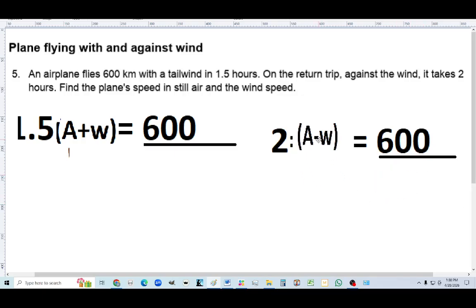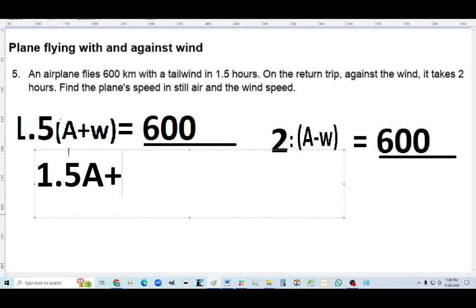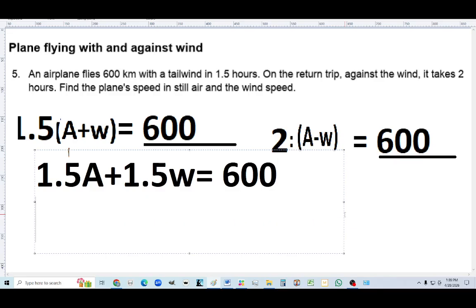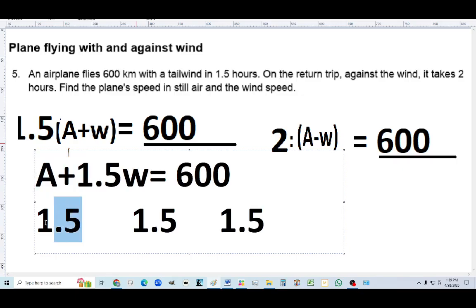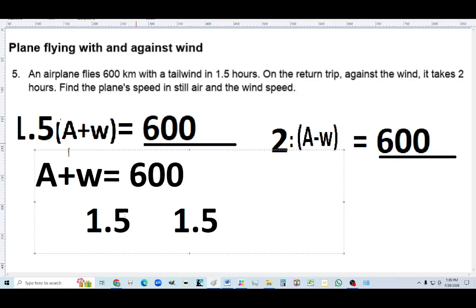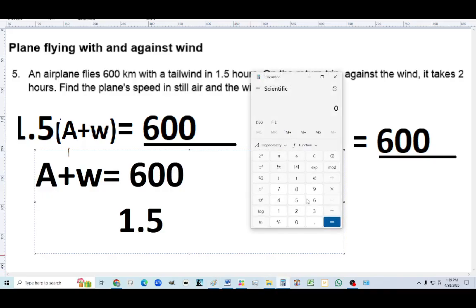We'll do your teacher's method this time. 1.5 times A plus 1.5 times W is equal to 600. We're going to divide everything by 1.5. When things are added, you have to divide them individually. They disappear here on the left. And we discover 600 divided by 1.5 should be 400. Yeah, 400.